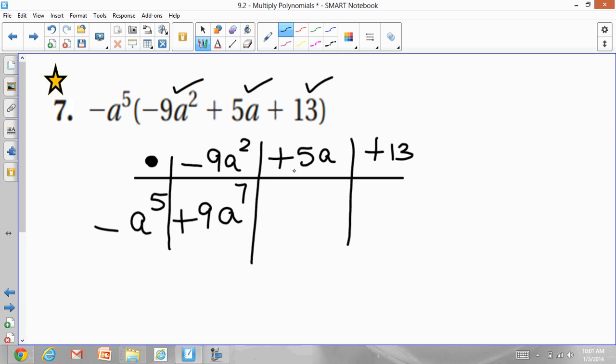Now the second one, positive 5 times negative gives you a negative 5. And you're trying to multiply a to the power of 5 times a. You are multiplying, so a gets a power of 1. Remember, if the bases are the same when you're multiplying, you just add the exponents, which is a to the power of 6.